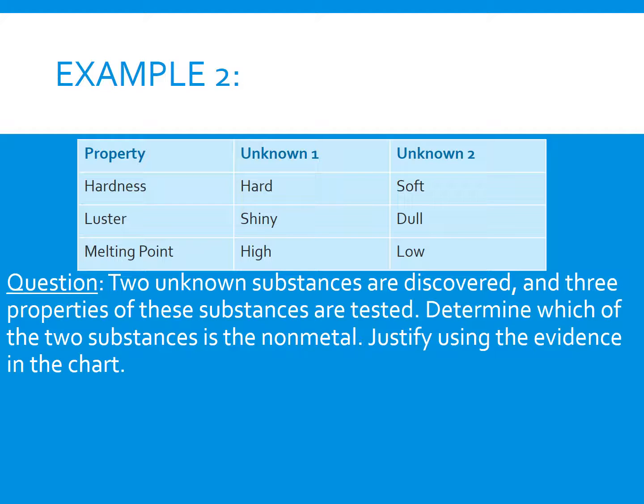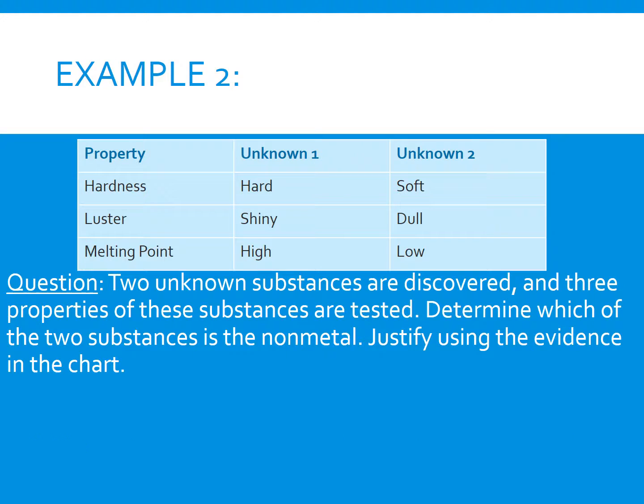So let's look at our evidence. We have hardness, luster, and melting point. Unknown sample 1 is hard, is shiny, and has a high melting point. Unknown sample 2 is soft, dull, with a low melting point. You're going to have to figure out which of those sets of evidence describes a nonmetal, and then you're going to justify your response once you make that connection. So pause the video here, think about your answer.